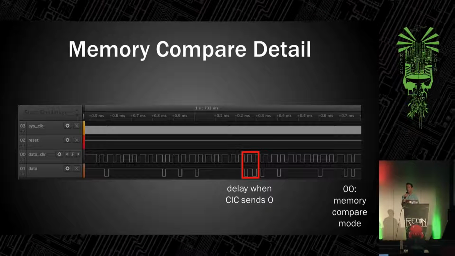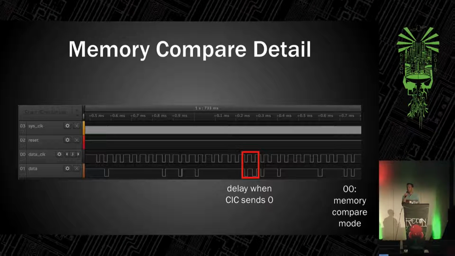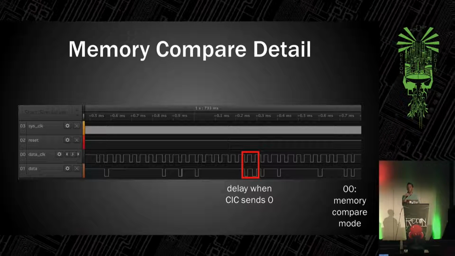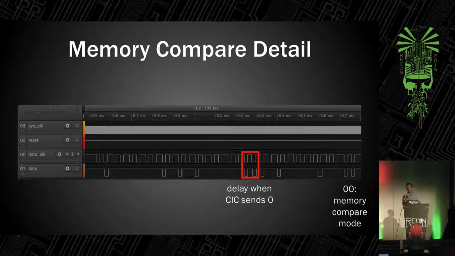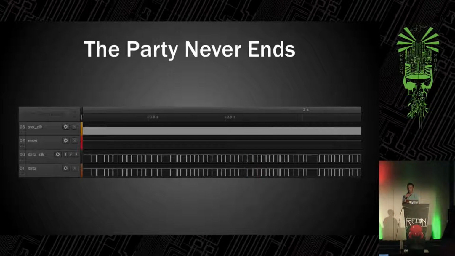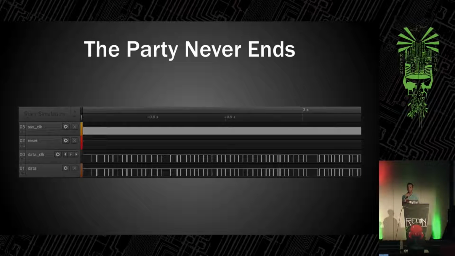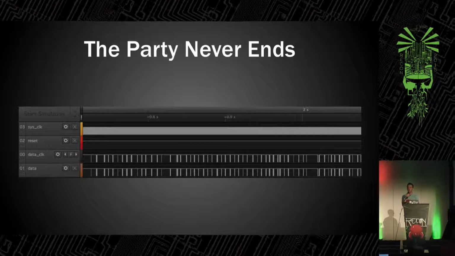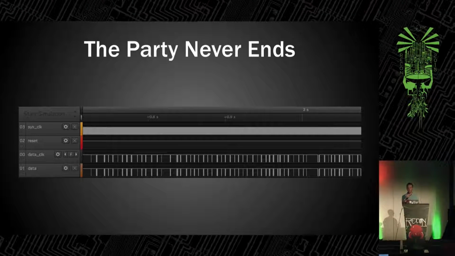Finally, at the very end of this, the PIF tells the SIC to go back into the memory compare mode. So it runs this forever until you turn off the console. The party never stops. There is no delay, and if there's ever a single problem, the console locks up.